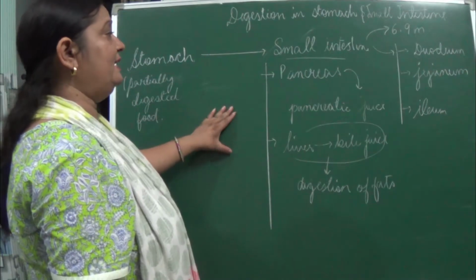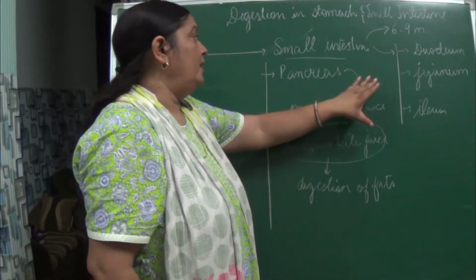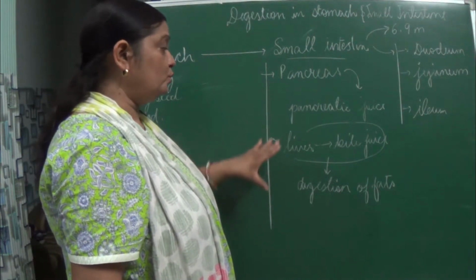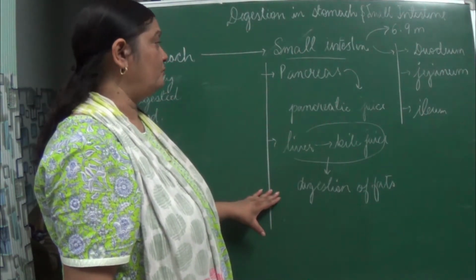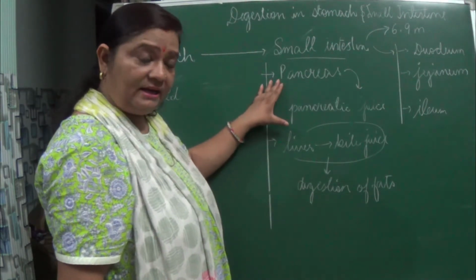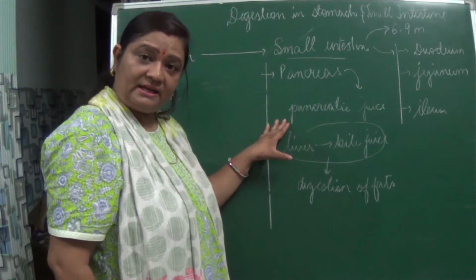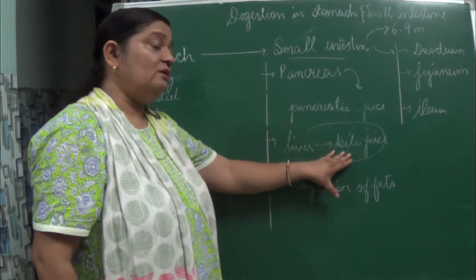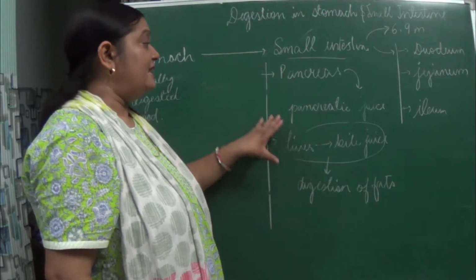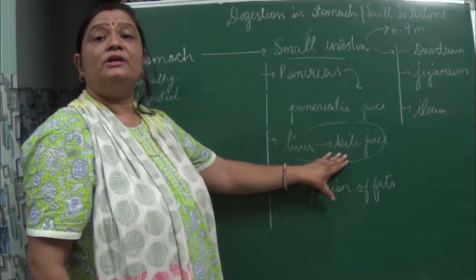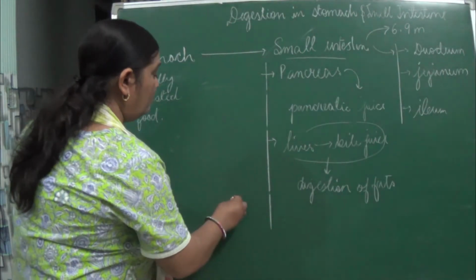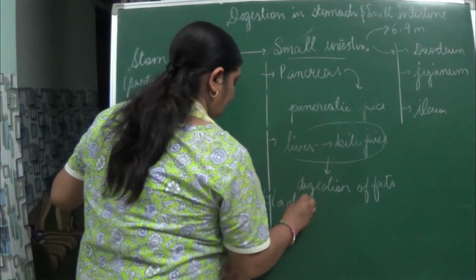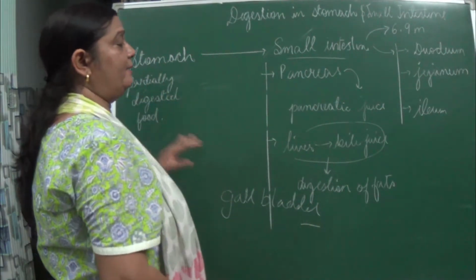Here you can see that the food in the small intestine receives two juices for the total digestion of food. One is from the pancreas, known as pancreatic juice, and from the liver, it secretes bile juice. This bile juice is stored in the gallbladder, okay. It is stored in the gallbladder.